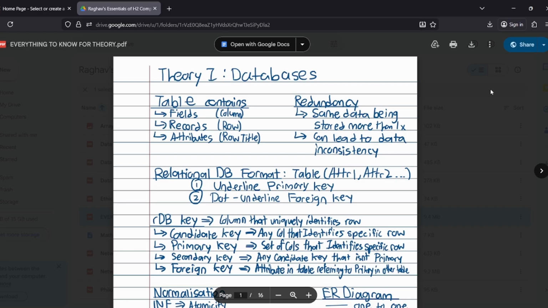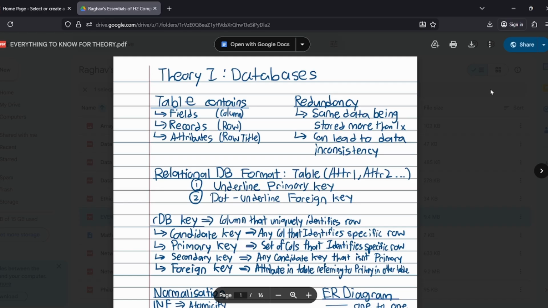First, let's start with the databases. Databases are, I guess, not that hard to do for theory, so don't worry so much about it. Just worry a bit about the normalization and it should be fine. So yeah, tables. Tables contain fields, records, and attributes.